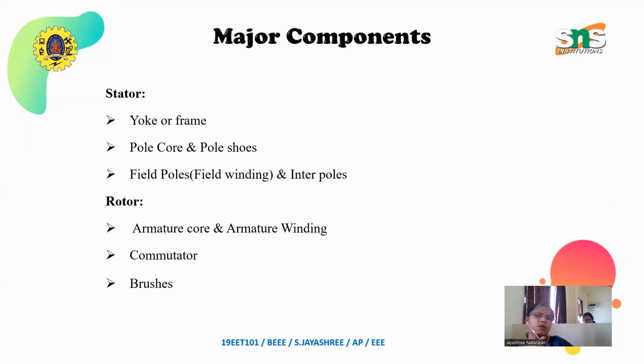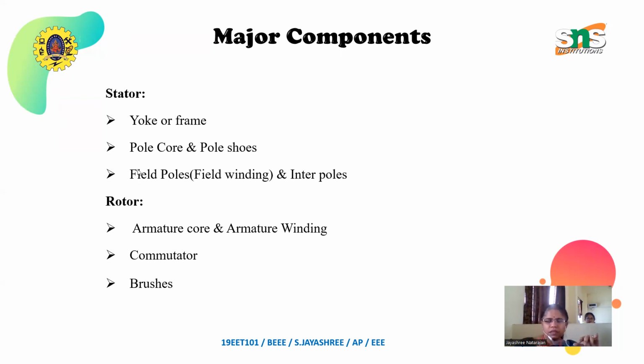The second one is the pole core or pole shoes. We all know all electrical machines work on the electromagnetic induction principle, so they are all electromagnets. It consists of coils and pole core. So the second major component is the pole core and pole shoes. The third one is the field poles, which house the field winding, and interpoles are also there.